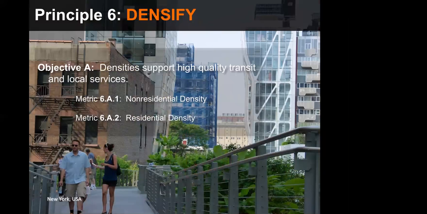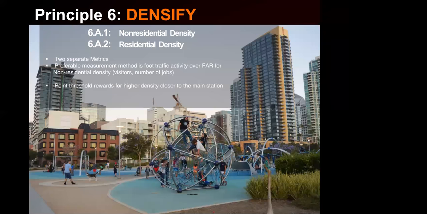Moving on to densify. So density is another underlying principle of TOD. Now in this new version of the TOD standard, we have two separate density metrics, separate for residential density and non-residential density. And this is so because we want to promote not an overall density of bulk of built physical environment, but we really want to promote density of people and density of activity, which is speaking to that first metric. So let me just go to the next slide.